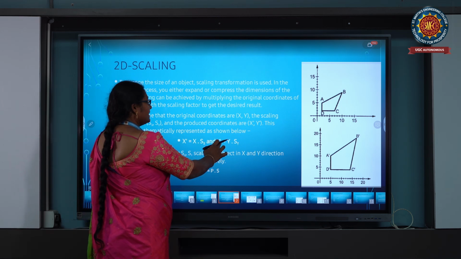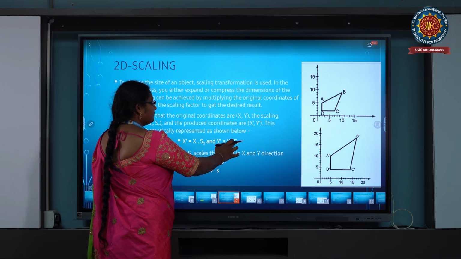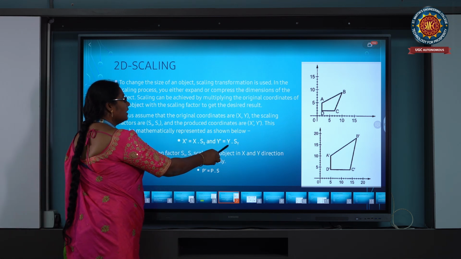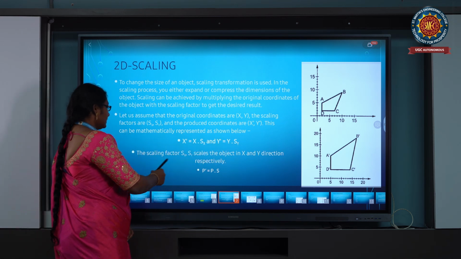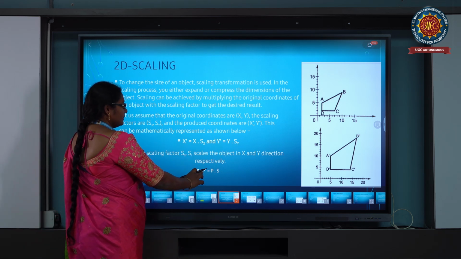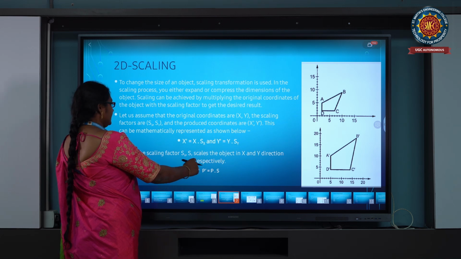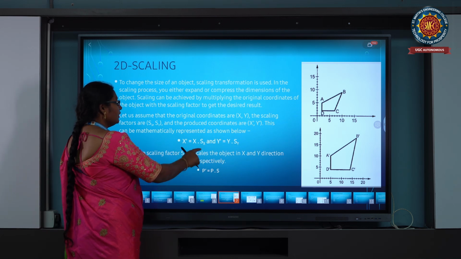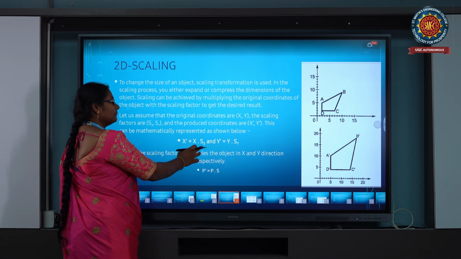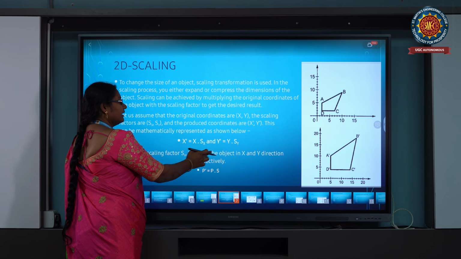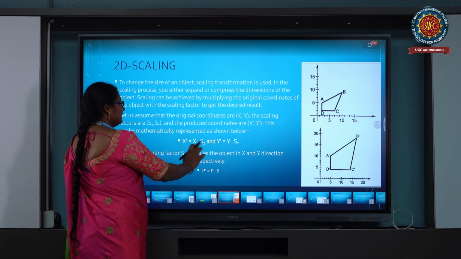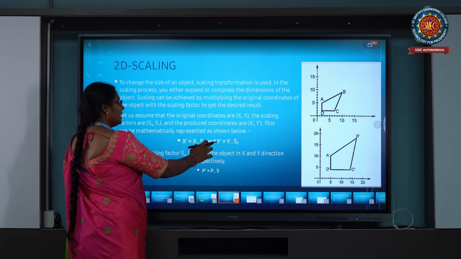Here y dash is equal to y into sy. Here sx and sy are the scaling factors. Finally, the equation is p dash is equal to p into s. Here, what factors are we using? Sx and sy, multiplying with the original point x and y, then we will get the scaling transformation point, the x dash value and y dash value.